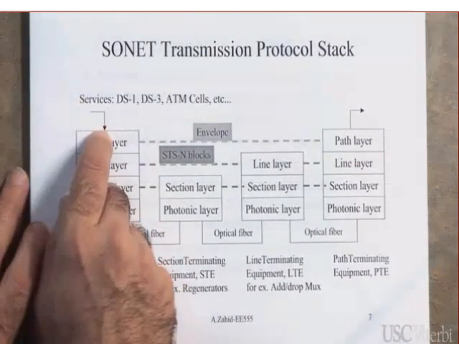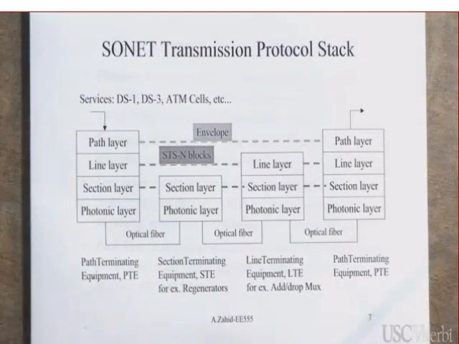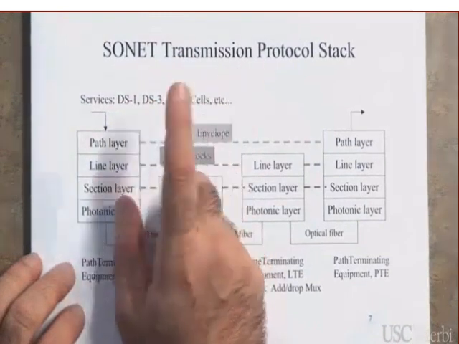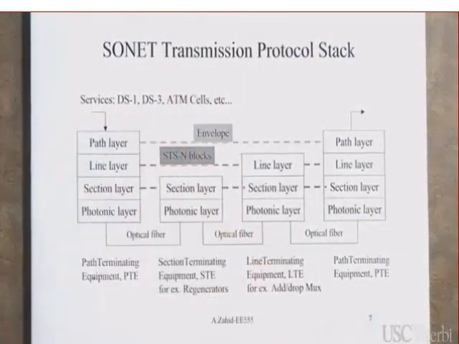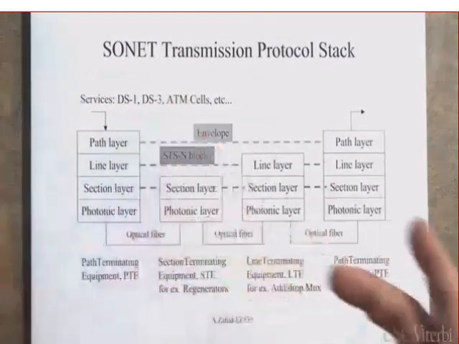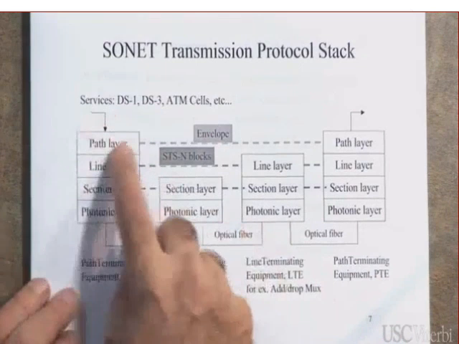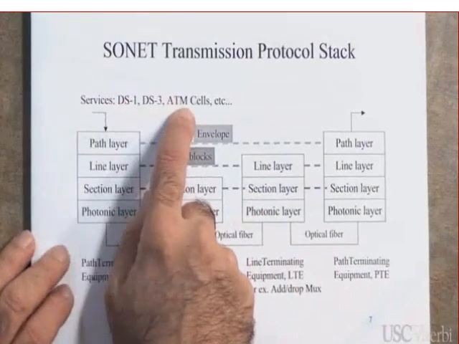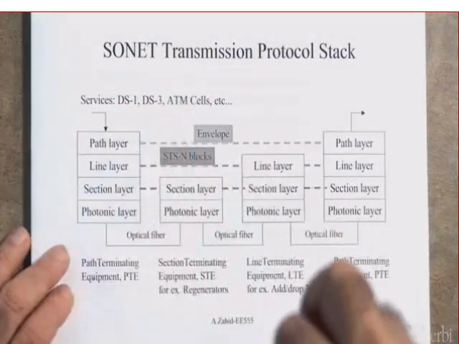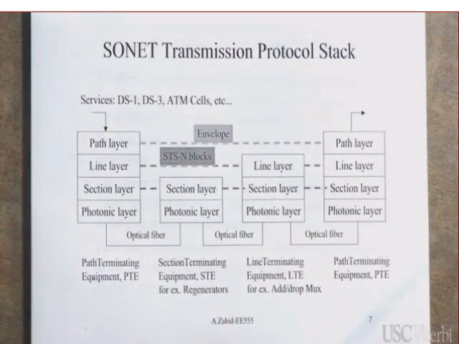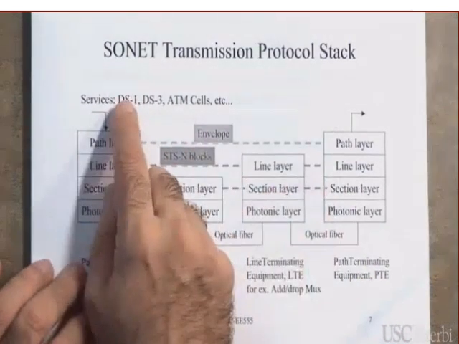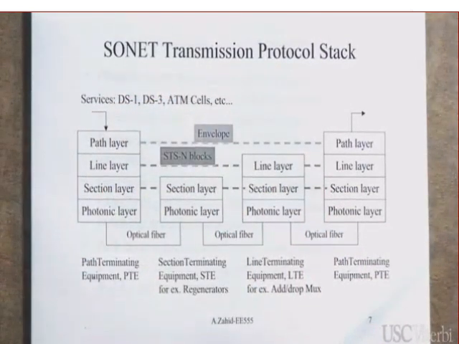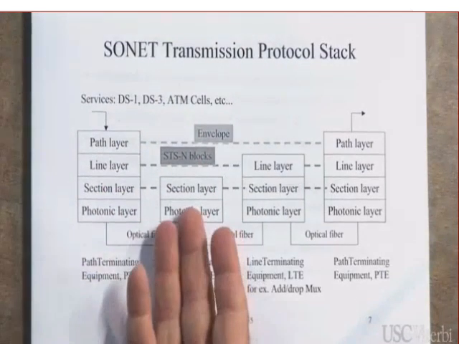Now, what comes on top? What comes on top is the services that are carried by SONET. What are they? DS1, DS3, ATM cells, and so on and so forth. All of these existing services are going to be supported by SONET. SONET is the support for all of these services. All of these services, as I will show in just a second, will get encapsulated inside SONET frames. In other words, the SONET frame is carrying DS1 signals, is carrying DS3 signals, is carrying ATM cells, and so on. So all of these things. Clear? Okay, good.